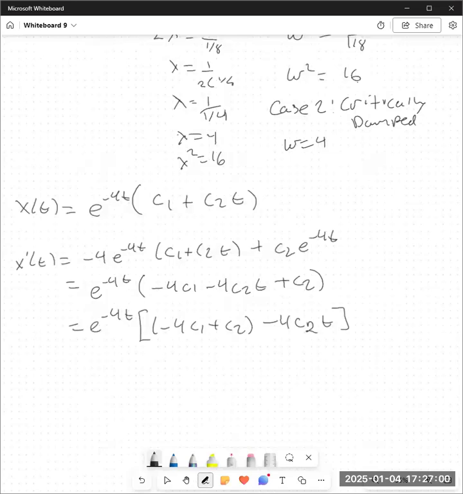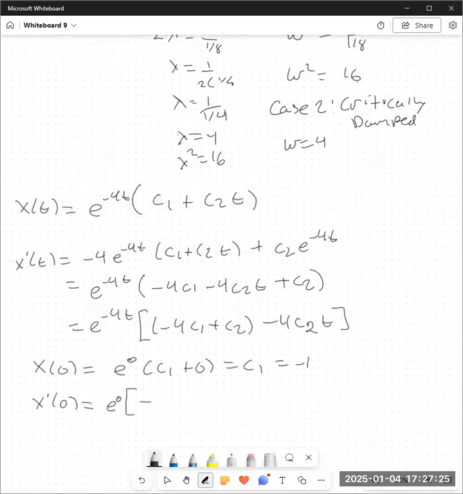And x of 0 is going to be equal to e to the 0 times c1 plus 0, which is c1, which is going to be equal to negative 1. And x prime of 0 is going to be equal to e to the 0 times negative 4c1 plus c2.